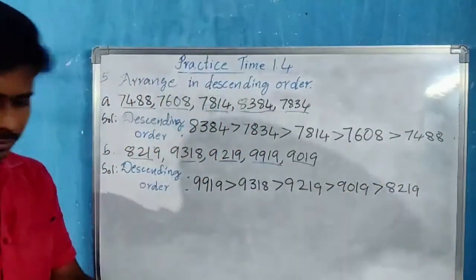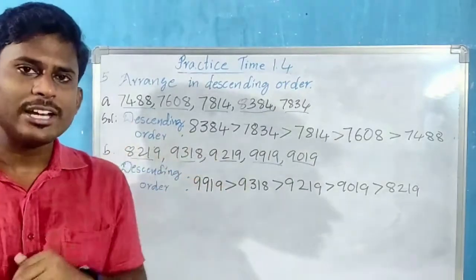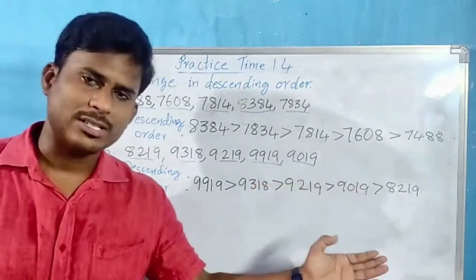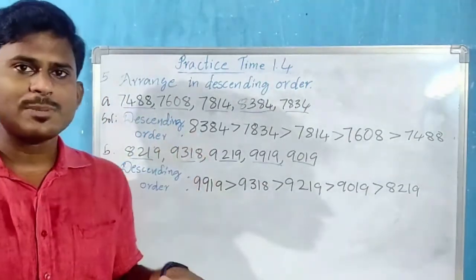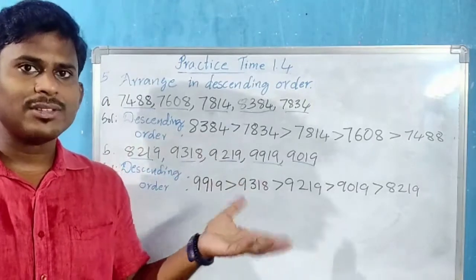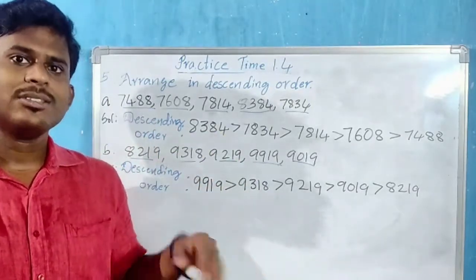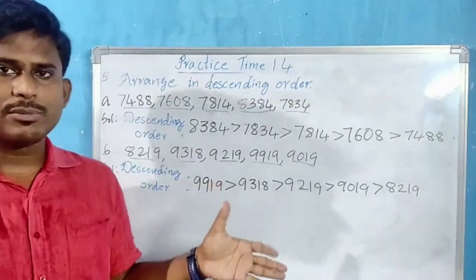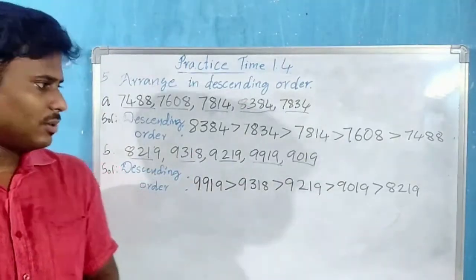8219. So in this way we form descending order. That means forming the numbers from greatest to smallest. We have to look for the greatest digit in the thousands place. If the thousands place is the same, compare the hundreds places. If the hundreds place is also the same, go for the tens. Then if it is the same, go for the ones place, so that we can arrange the given numbers in decreasing order from the biggest number to the smallest number.